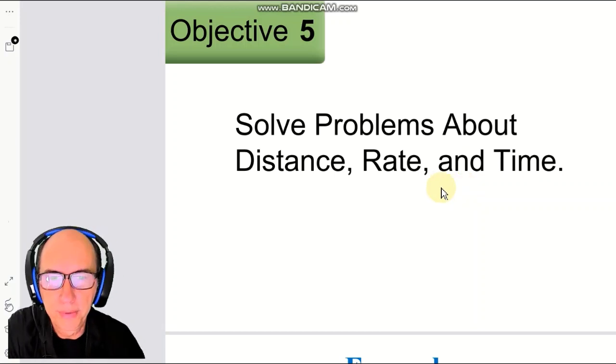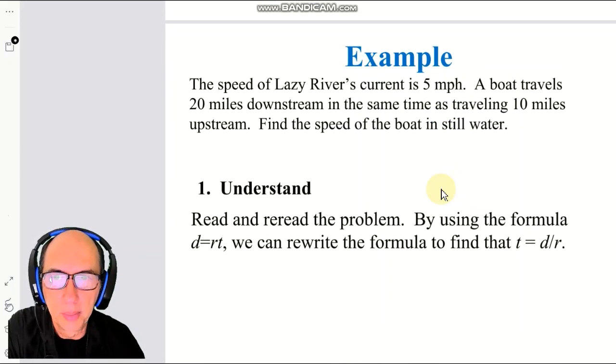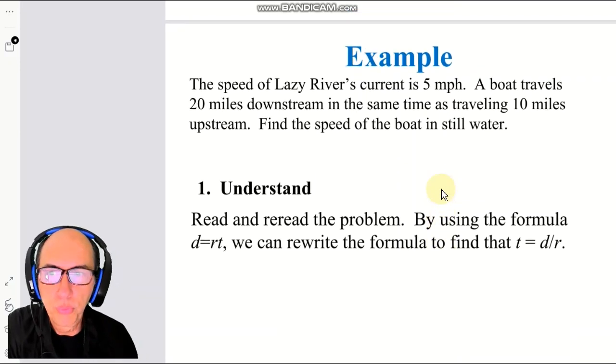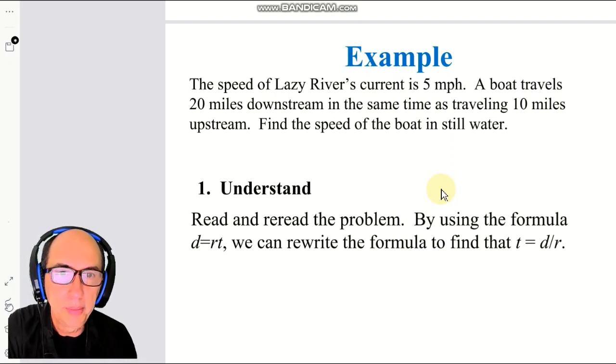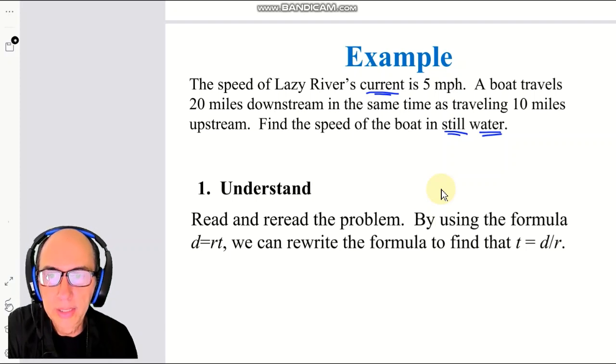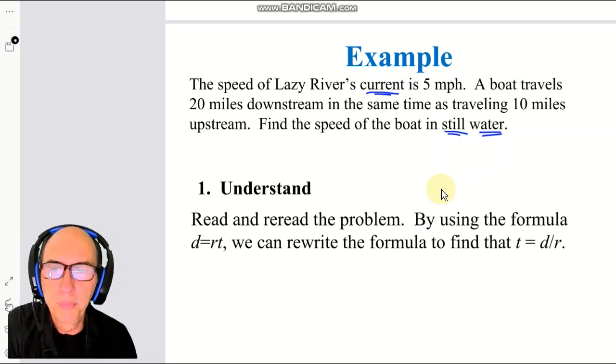Another kind of word problem that we can find is about distance, rate, and time. Look at this example. The speed of the lazy river's current is 5 miles per hour. A boat travels 20 miles downstream in the same time as traveling 10 miles upstream. Find the speed of the boat in still water. Still water means with no current, not being affected by the current. Again, reread the problem, understand what's being asked and all the information that the question is giving you.